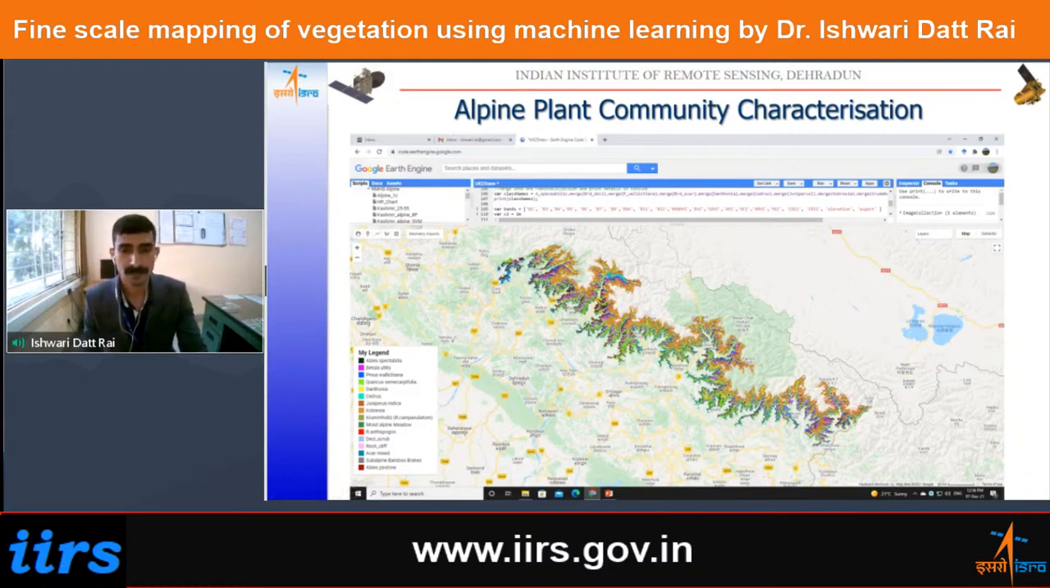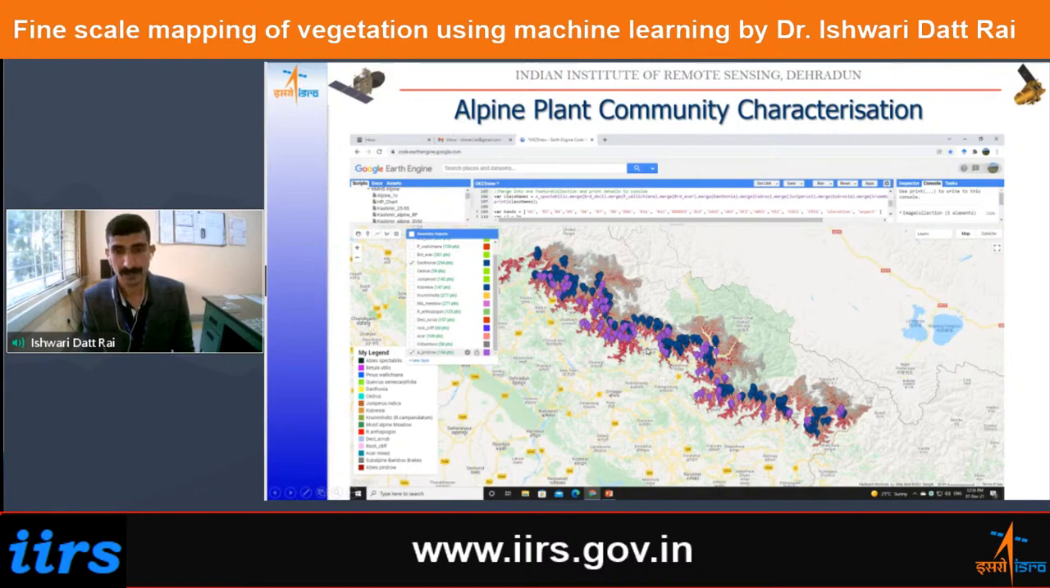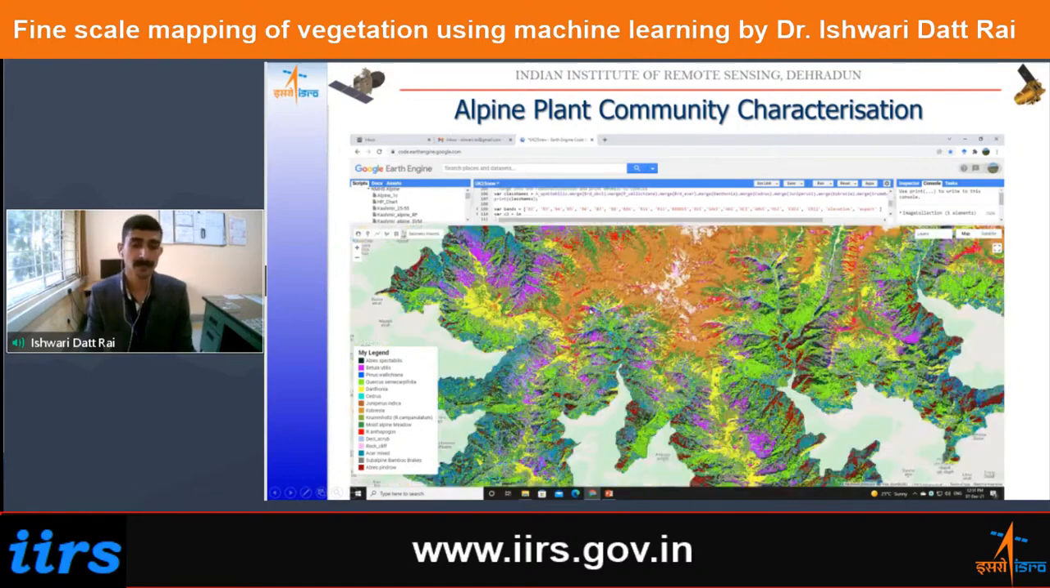Later we have a separate class on this cloud platform, on how we use it in vegetation monitoring, so I will not say much about this. Simply, you can see from this FCC to the training of the model and the final outputs. This is an example of a very high resolution map at 10 meter pixel level on the ground, and at least 16 different communities can be seen and mapped using these algorithms.